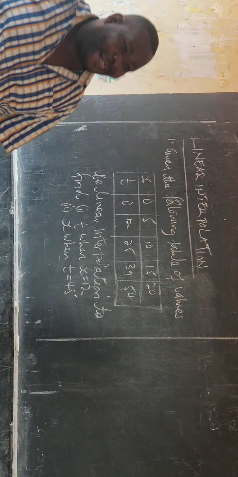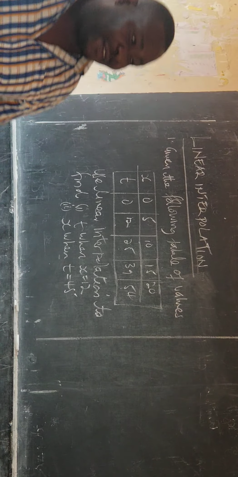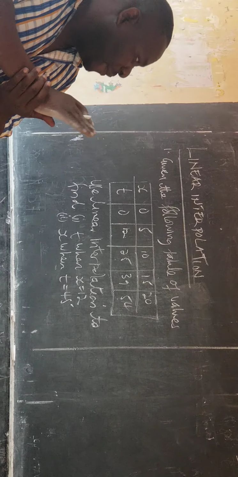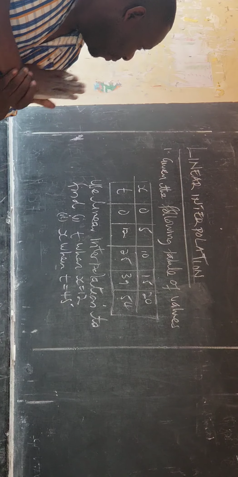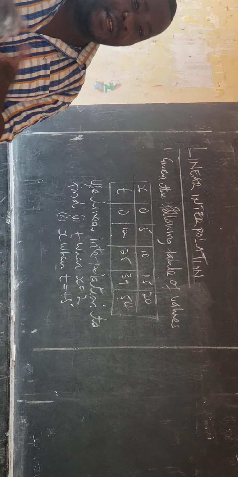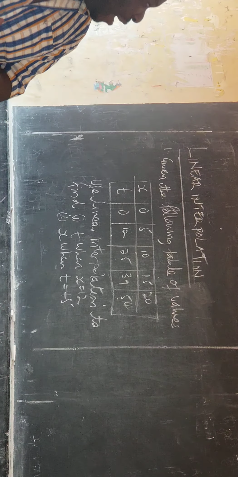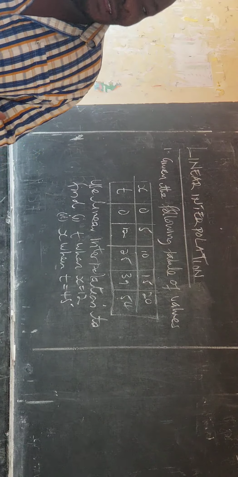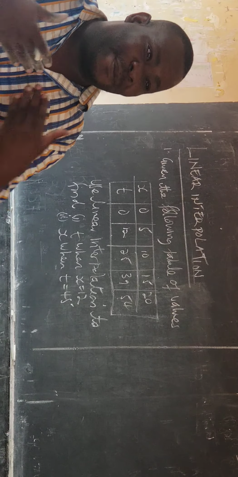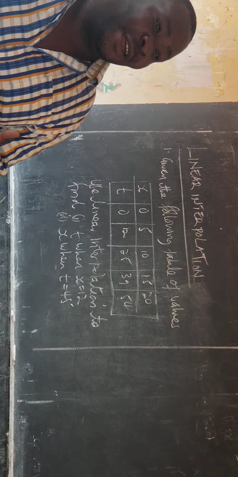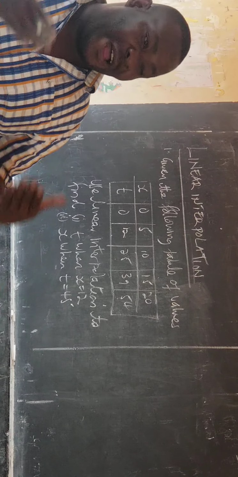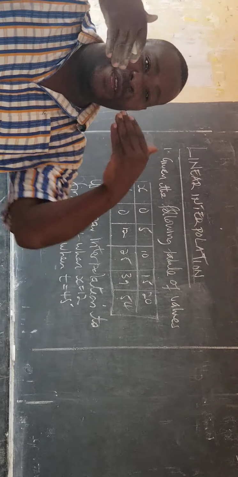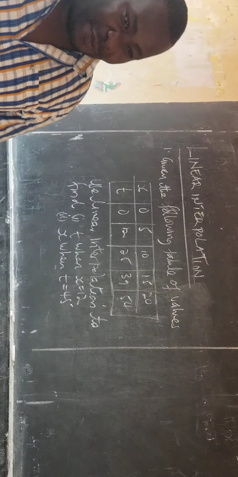At this section of the numerical methods, this one is called linear interpolation. Linear interpolation is simply a way of estimating a value which lies within a given set of values.